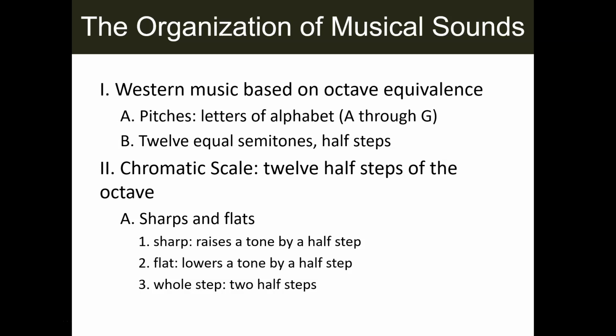Western music was based on an octave, remember that's 8 notes, equivalents. So if we named the pitches, which they are named, the letters of the alphabet, they would go A through G. There is no letter H in the musical alphabet. It goes only through G. Each of those letters, A, B, C, D, E, F, and G, correlate to keys on the piano.